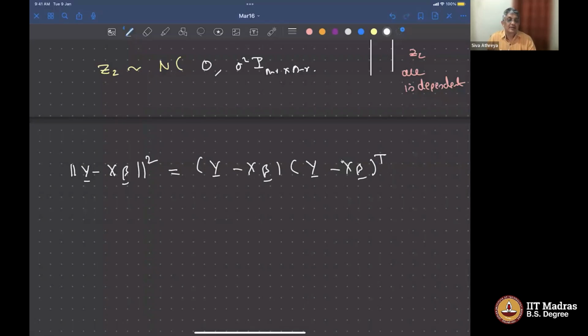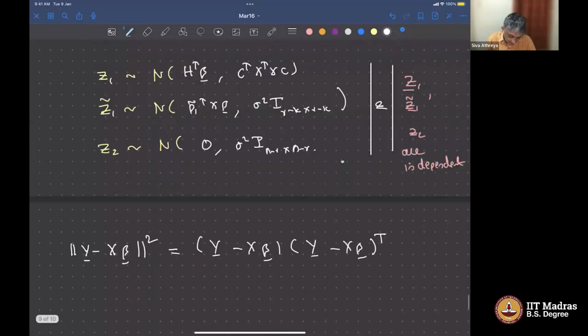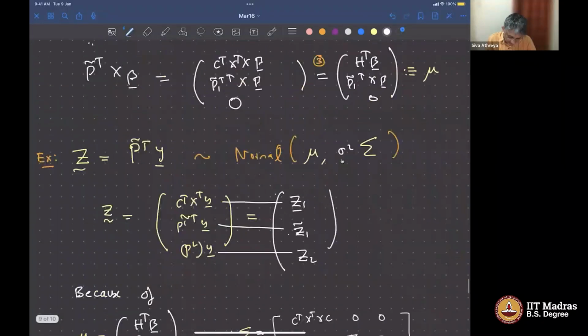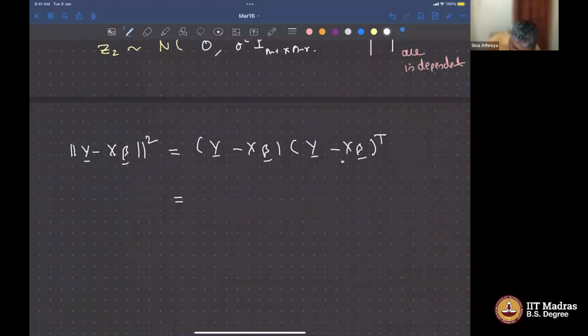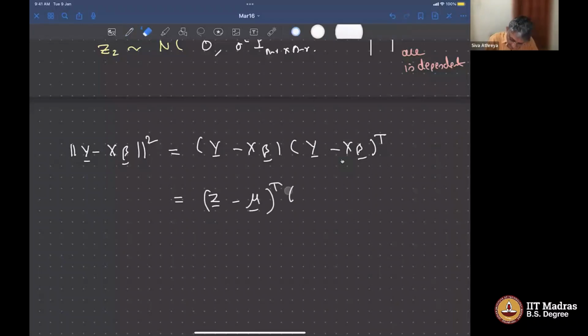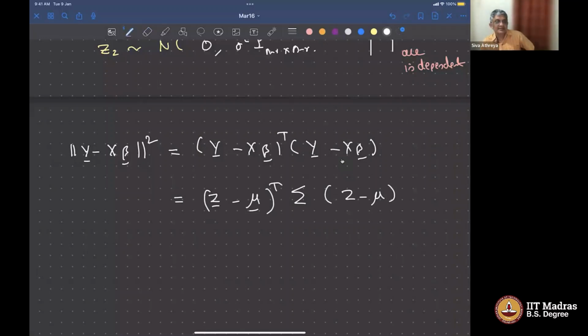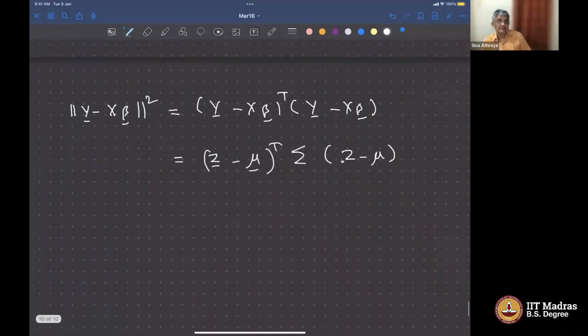Now, if you just think a little bit, what is y minus x beta? If I want to write it in terms of z, it's just z minus mu, which I have here, transpose, and I put the sigma here. This is something you check, sigma and z minus mu. So you can check y minus x beta is the same as z minus mu. That's not hard to check. It's a straightforward construction.